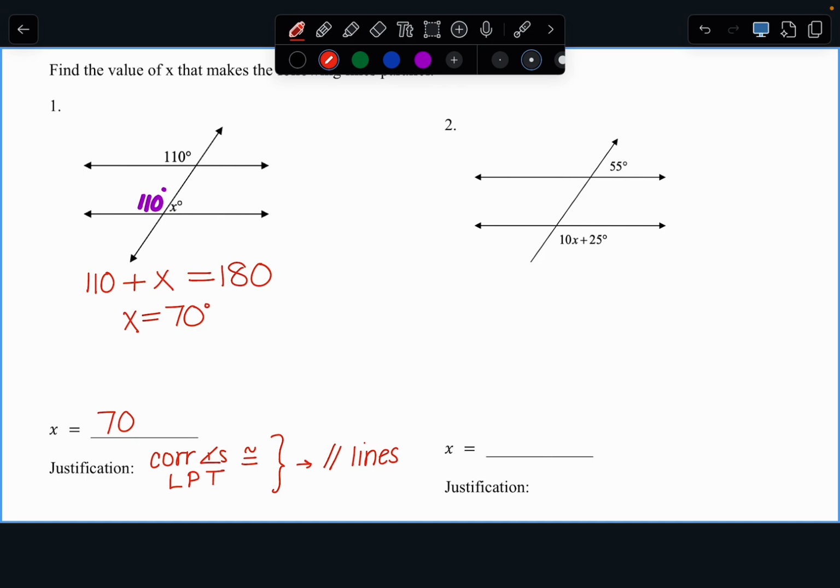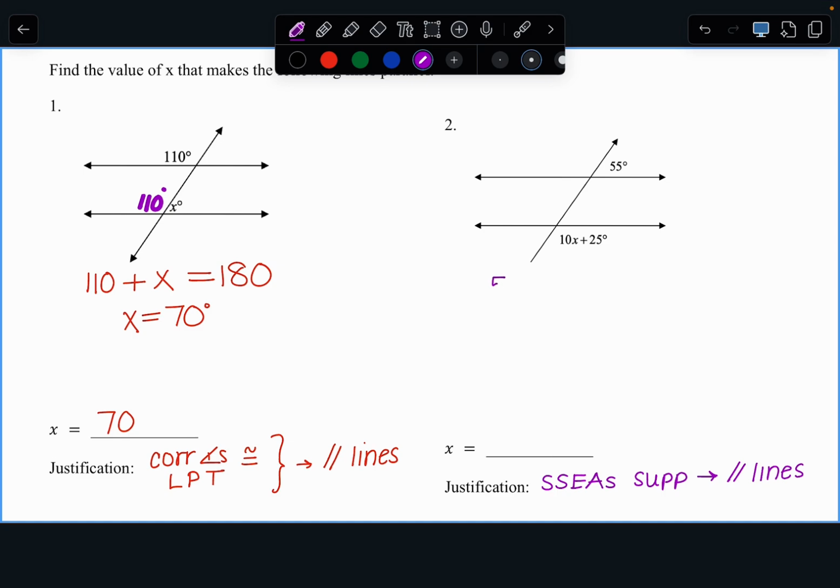Some of them are not as involved as that. Okay. Let's look at number 2. What is the relationship between these two angles? Same side, exterior angles. So here we're going to do same side, exterior angles are supplementary, meaning we've got parallel lines.